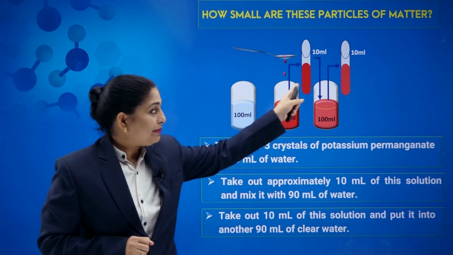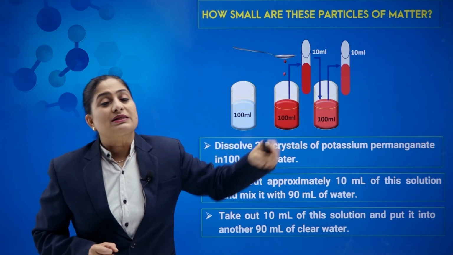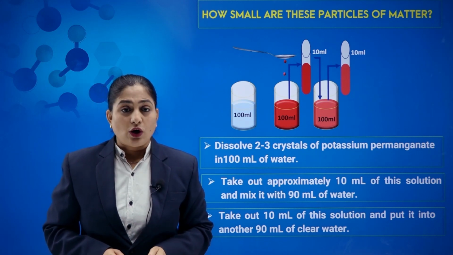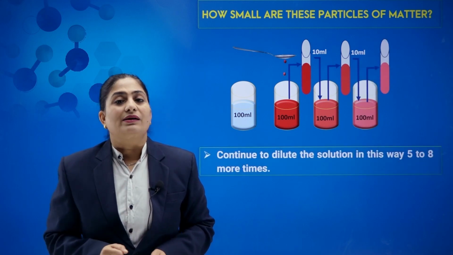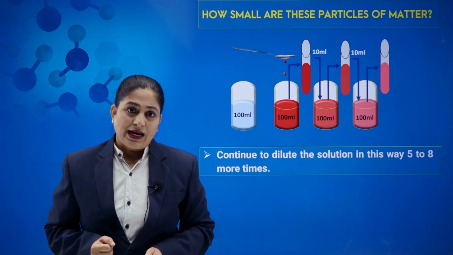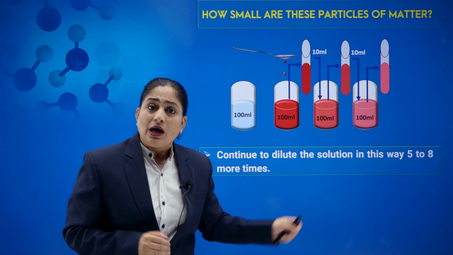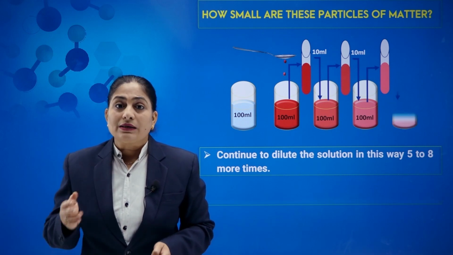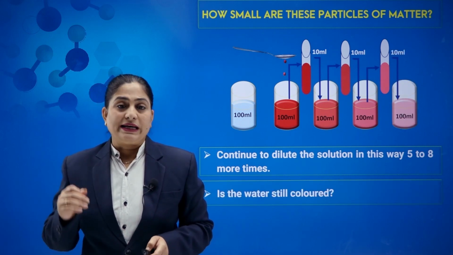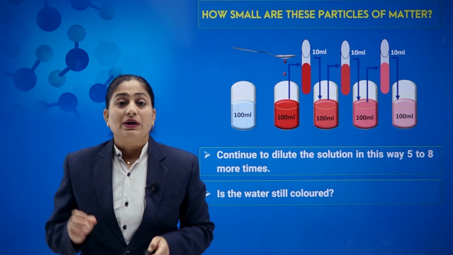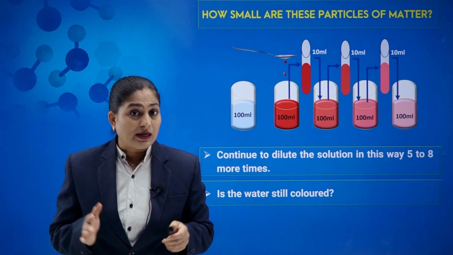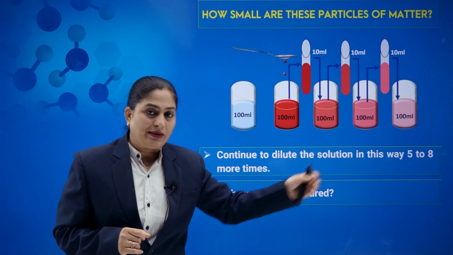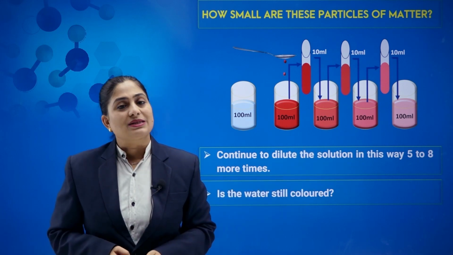Now again take out 10 ml from this third beaker and mix it in a fourth beaker with 90 ml of clear water. After doing this, we observe that the solution is still colored, though the color becomes lighter. And if we continue to dilute the solution around 5 to 8 more times in this way, we still observe that the color is there, though it becomes very light. Even after so many dilutions, around 8 times, the solution is still colored.